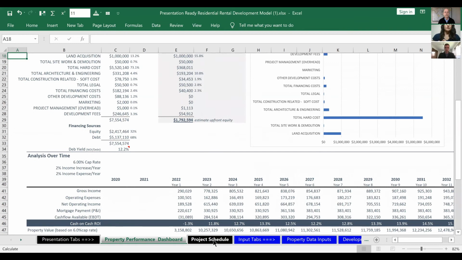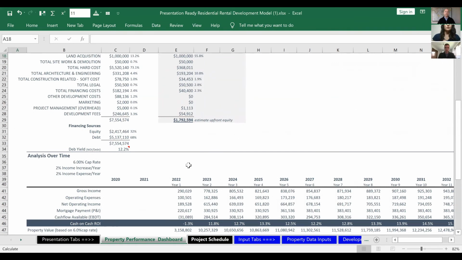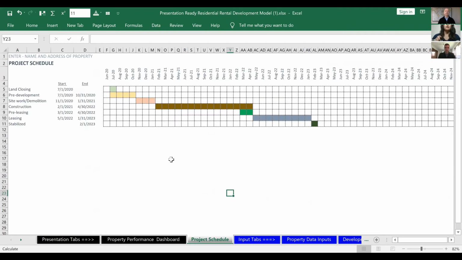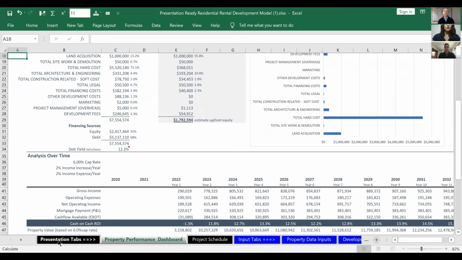The other worksheet that I have is a project schedule. This is something that we put in packages. Loan officers like to look at it. We also have investors that want to look at it just to show what your cost spread is over time. And that's all the tabs.